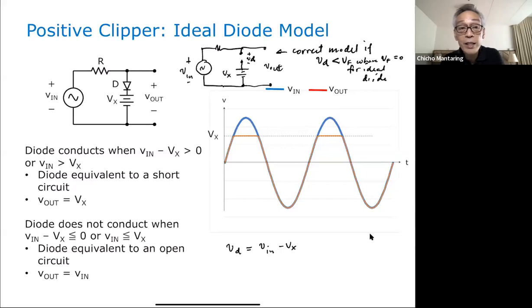Okay, now when do you use this? You use this if you want to limit the value of V out. You don't want V out to exceed a certain value. Then you clip the input at that particular value. Any questions?